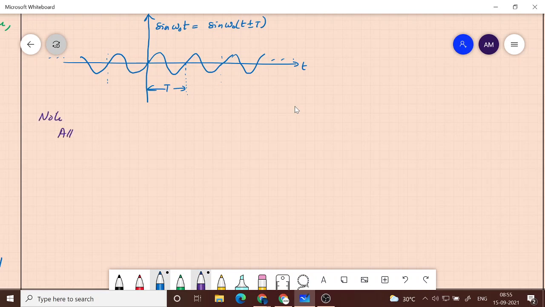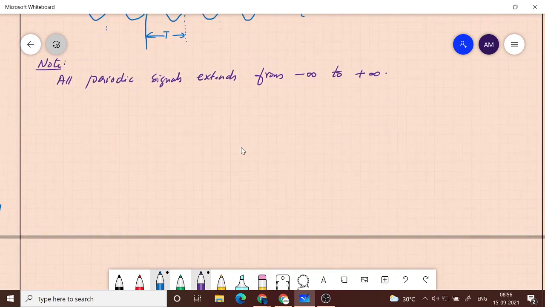Okay, another note: all periodic signals extend from minus infinity to plus infinity. So that is the domain of the function. The domain of the function cannot be finite. It cannot be from say 0 to some 5T or something like that. It's not possible, because when you shift it, you get something different. So all periodic functions have to be infinite duration signals. Only then you can get back the original signal after shifting it.